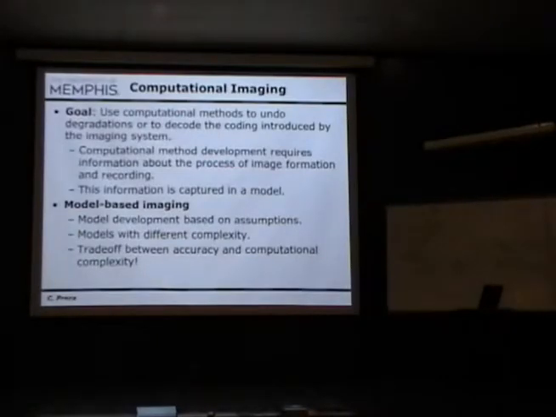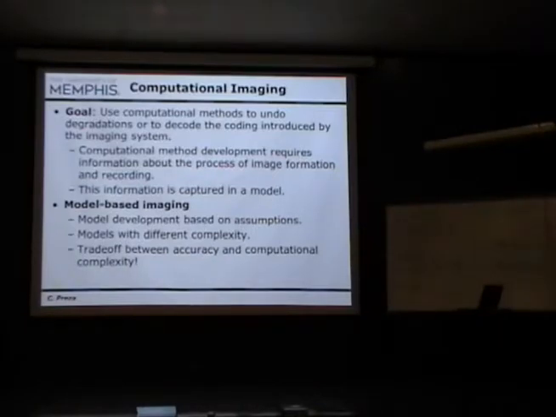I will give you some examples. I'll use computer tomography as one of the examples. So just to recap then, in computational imaging, the goal is to use computational methods to undo degradations introduced by the imaging system, okay, or to decode the coding process that's been introduced by the system, okay.